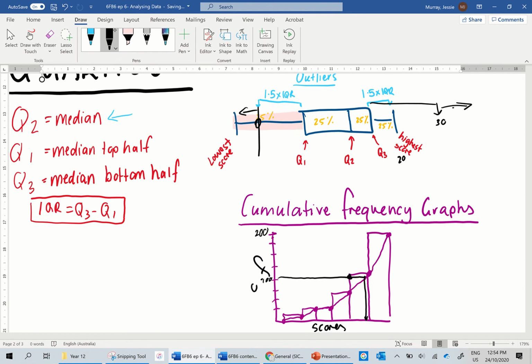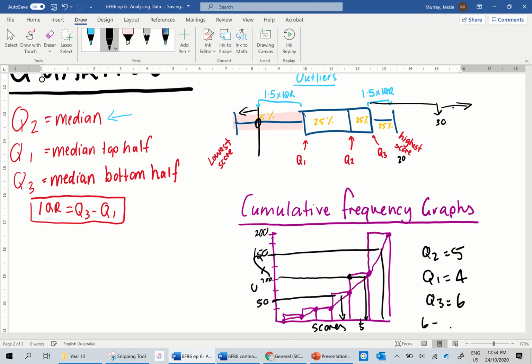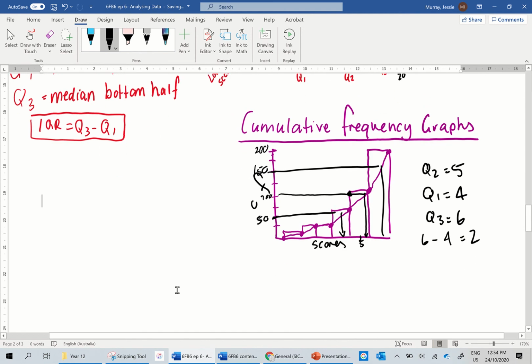And then this might be the score of, what do we have? 1, 2, 3, 4, score of 5. So your Q2 equals 5. So then Q1 is going to be at 50. So draw a line straight out. Here's that. So Q1 equals 4. And Q3 is going to be at 150. So draw your line straight out. So then Q3 is going to be at 6. So then my inner quartile range is 6 minus 4 is 2. How easy is that? So just be mindful that can happen as well.